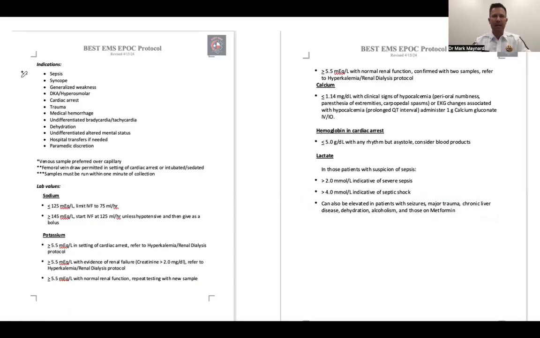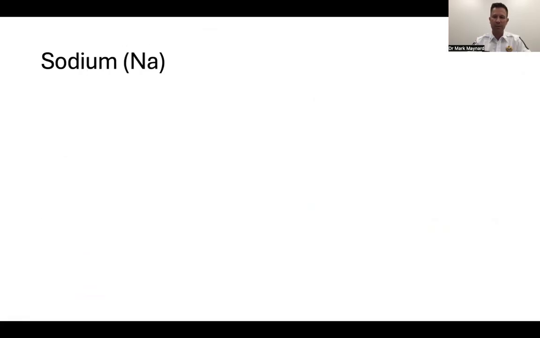All right, back to the protocol. We're going to start with sodium. Now we're going to get into the actual lab values that we're checking. So sodium can be high or low. When sodium is low, we call it hyponatremia.